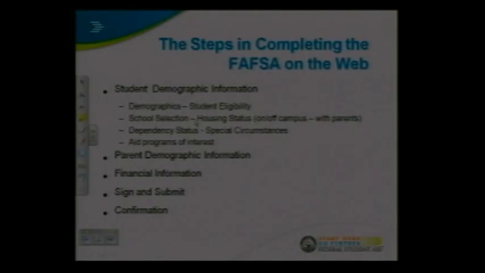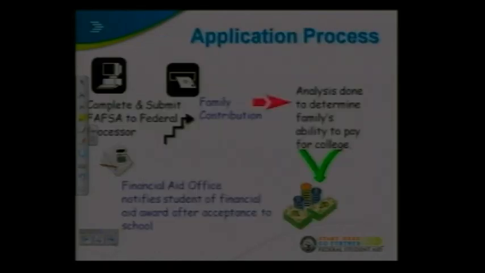But if for some reason you're going to a school and you did not list them on the FAFSA form, they won't get a copy of your records, and you'll have to actually go back and add them. They have a process at the institution where they can add a school, or you can add them using the corrections on the web.